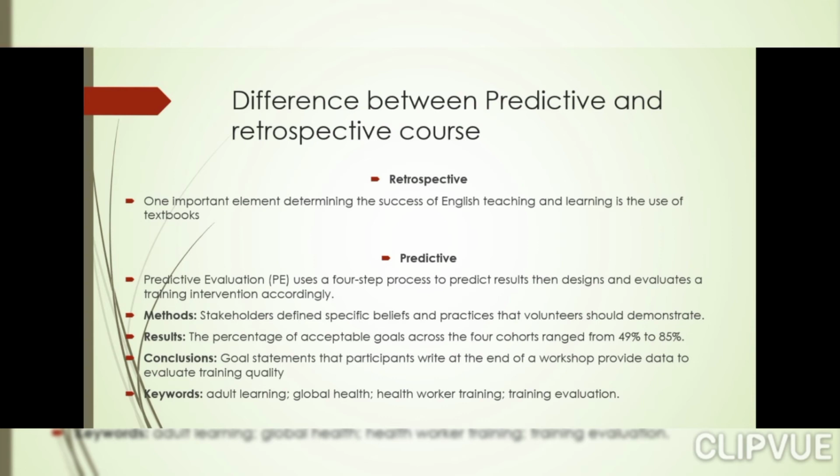The second one is predictive. In predictive evaluation, we use a four-step process. This is mainly to predict the results, so then we can design and evaluate a training intervention. The first one is method, the second is results, the third is conclusions, and the last is keywords.